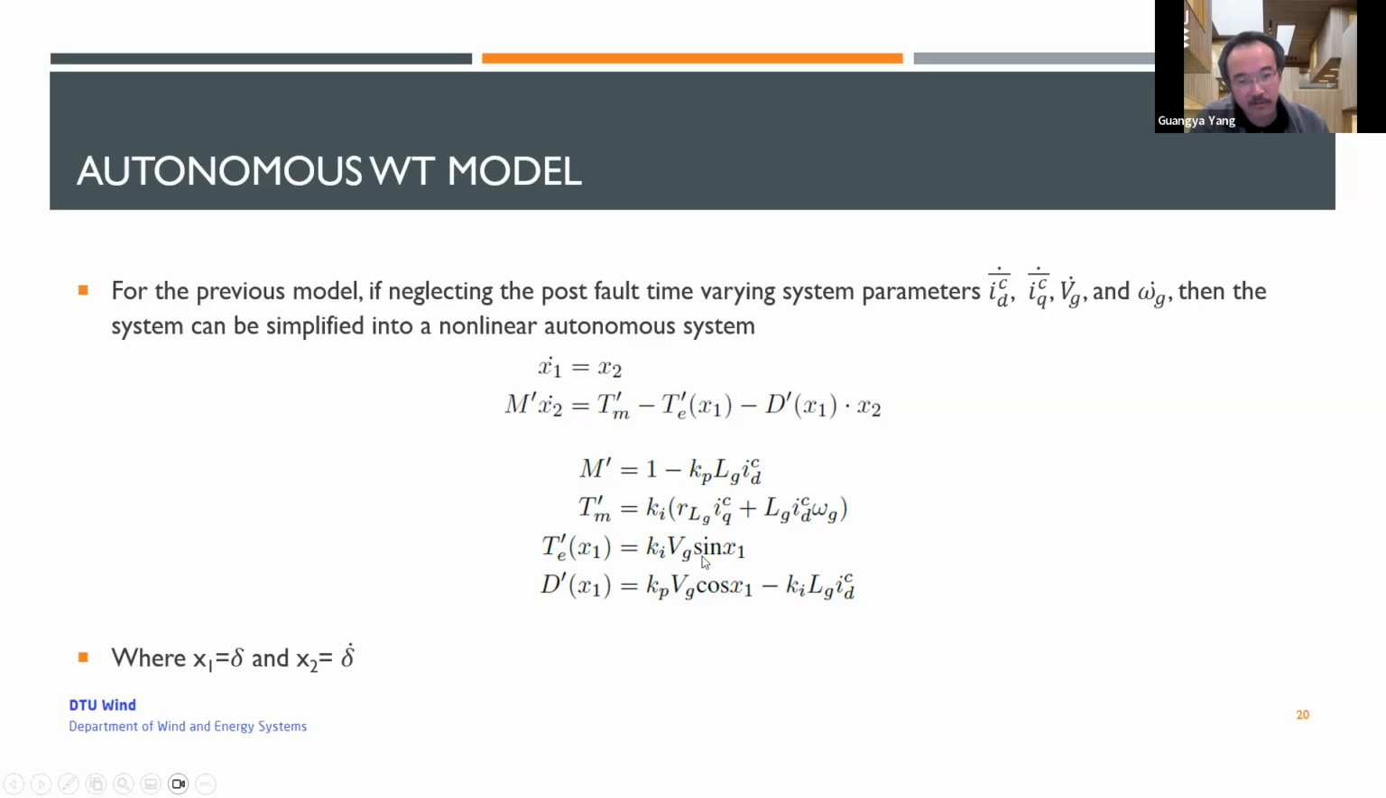It is nonlinear, because we still have sine and cosine in the electric torque and the damping term. But it is autonomous, because these values are all constant. Based on this, we can analyze TE equals TM at the equilibrium point, because at the equilibrium point x2 dot will be 0, and then we can calculate the value of x1.